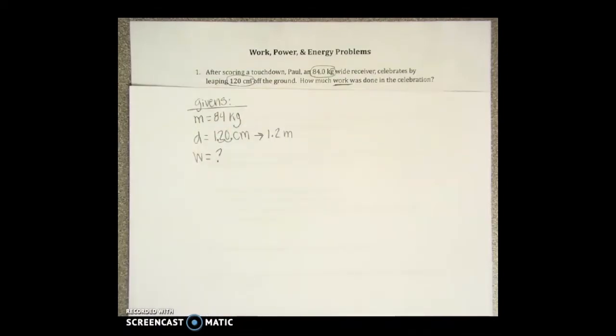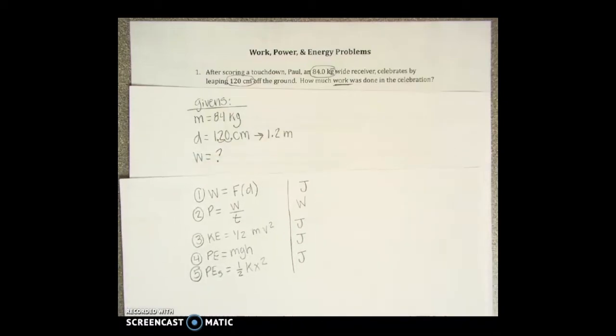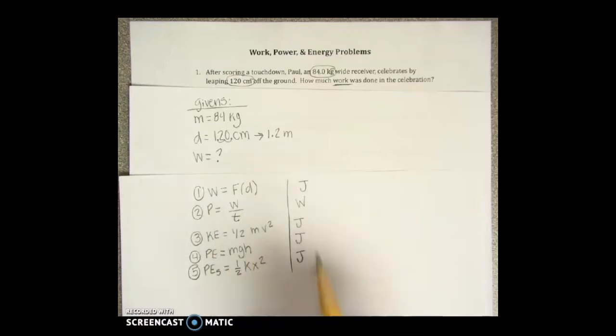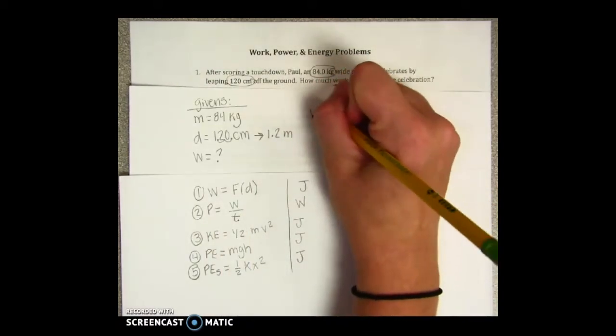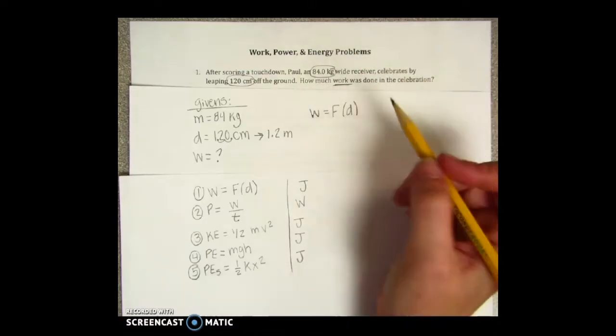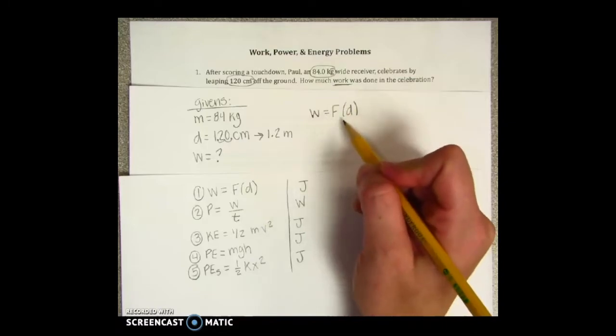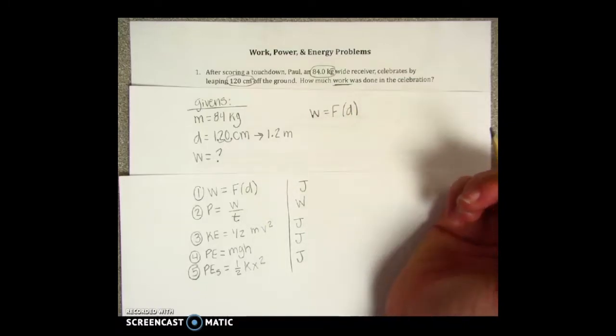So if we go back to our 5 equations, we need to pick an equation that will help us solve for work. All right, so we're going to pick this first equation. We're going to say that work is equal to the force times the displacement. So we can say we know our displacement, but we don't know our value for force. So how can we figure that out?